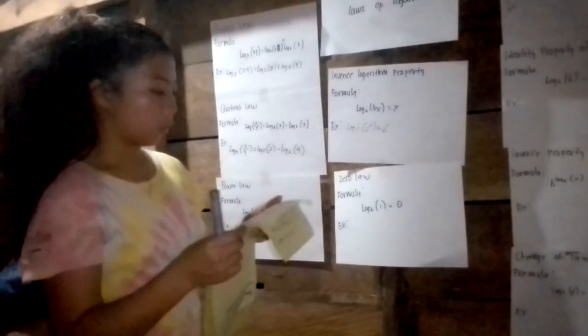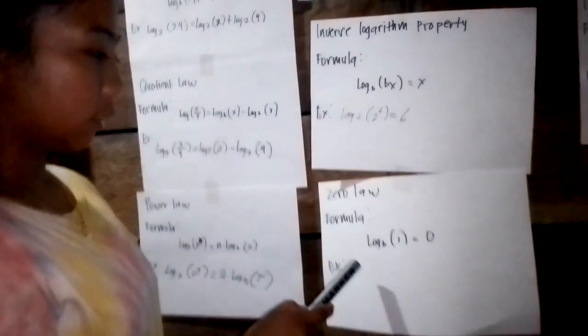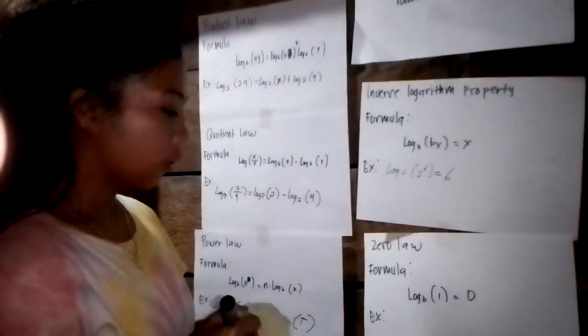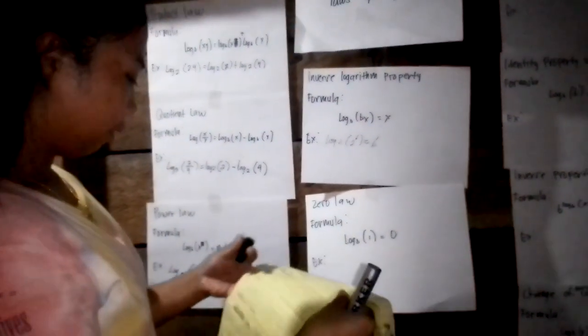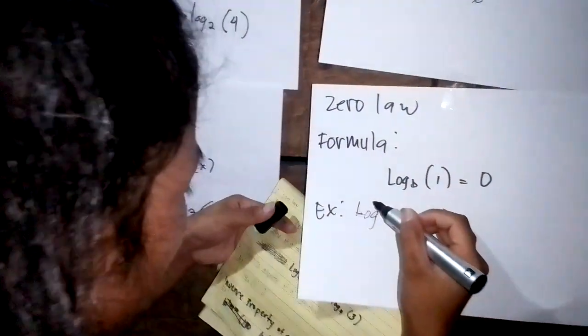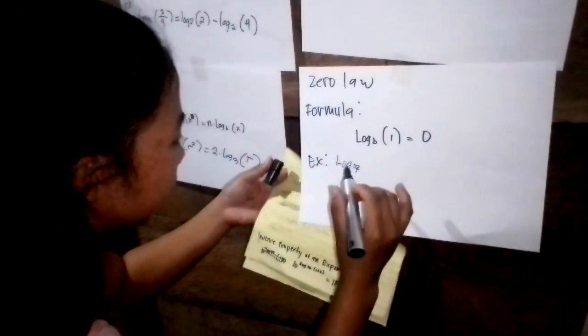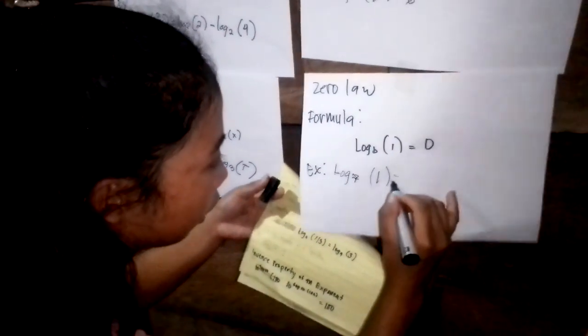The next is the zero law. The zero law states that the logarithm of 1 to any base is always 0. The formula is log base b of 1 is equal to 0. Here is an example of the zero law: log base 7 of 1 is equal to 0.